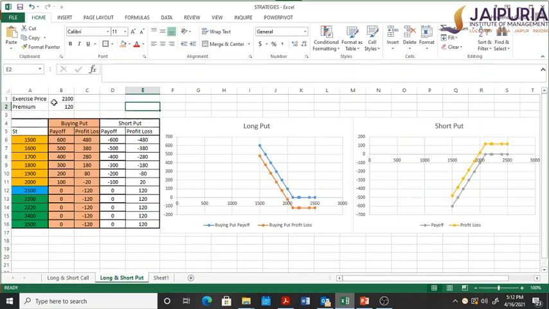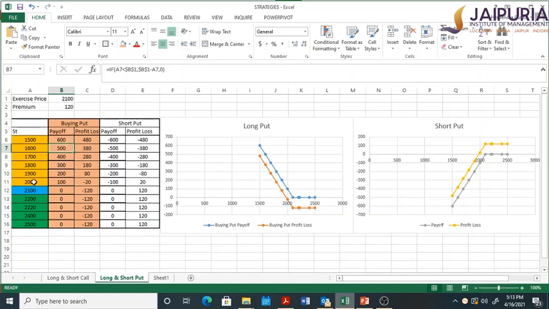So the person who has bought the put option, why will he buy the put option? Because he was of the opinion that the stock will be bearish, that the asset in the future will fall down. And in case the asset starts falling down, as you can see here it is 1500, then he has a positive payoff of 600 rupees. But he has paid the premium of rupees 120, so his net gain is 480. So the more the stock falls down, the more the payoff will happen.